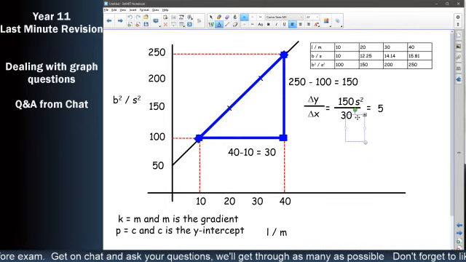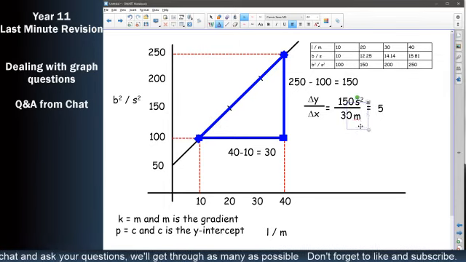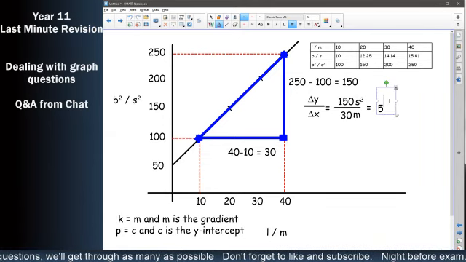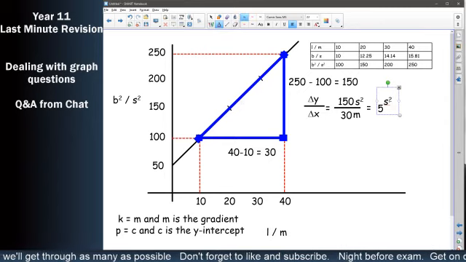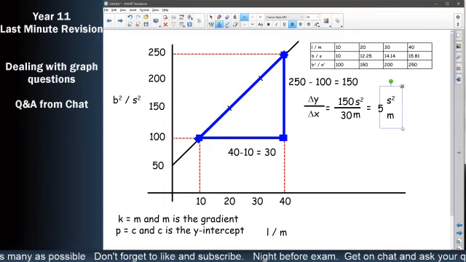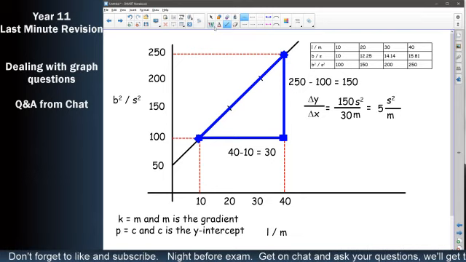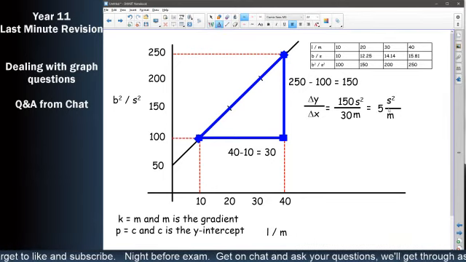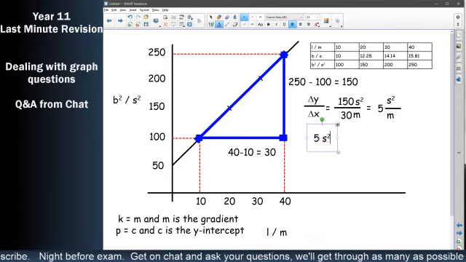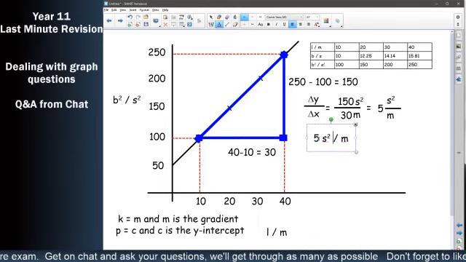So delta y is 150 seconds squared, and delta x is 30 meters, because it goes from 10 meters to 40 meters. So my unit is the bit that's left over. I did the numbers bit, but I'm technically left with s squared over m as something that I haven't actually figured out yet. I've just completely ignored it in my mathematical treatment, and that's because it's going to become my unit. The answer here is 5 seconds squared over meters, which is much more commonly written as 5 seconds squared per meter.